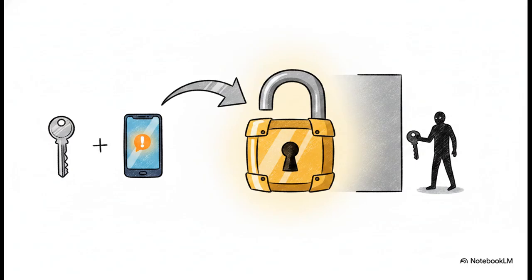MFA relies on combining something you know, like a password, with something you have, like a mobile phone receiving an OTP. By combining these two very distinct factors, even if a hacker completely compromises a user's password in a massive data breach, they are completely blocked at the front door. Without physical access to the user's personal device to retrieve that temporary OTP, the stolen password is computationally useless.